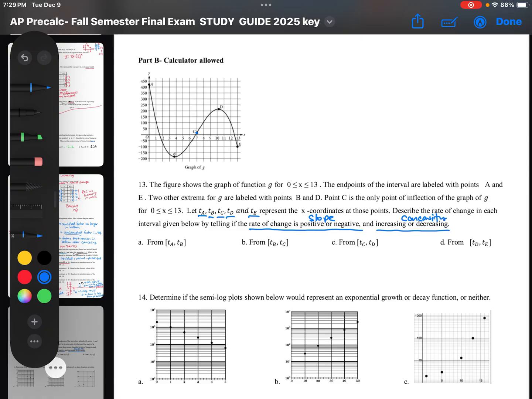From A to B, I'm going to highlight that real quick. From A to B, this graph has a negative slope. So we have rate of change is negative because of the slope, and rate of change is increasing because of concave up.